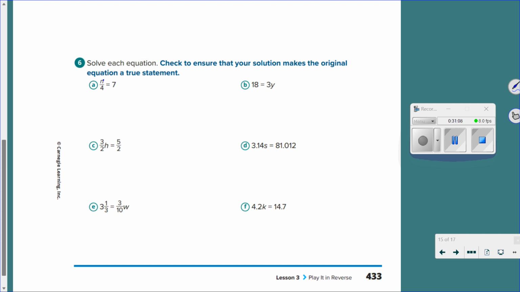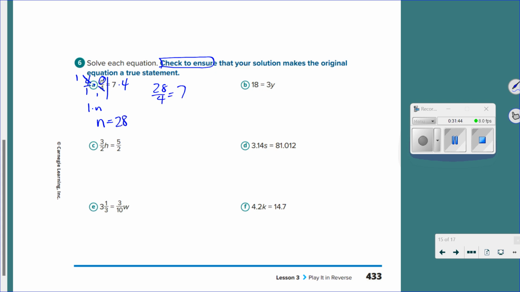Multiplying by 4, but multiplication property of equality says if I do it to one side, I have to do it to both. Why am I multiplying by 4? Because now I have a 4 on top, 4 on bottom. So this is just 1 times n, which means that equals n. 7 times 4 equals 28. We're also supposed to check to make sure it's true. So 28 over 4 equals 7. 7 equals 7, check. So we have our solution.